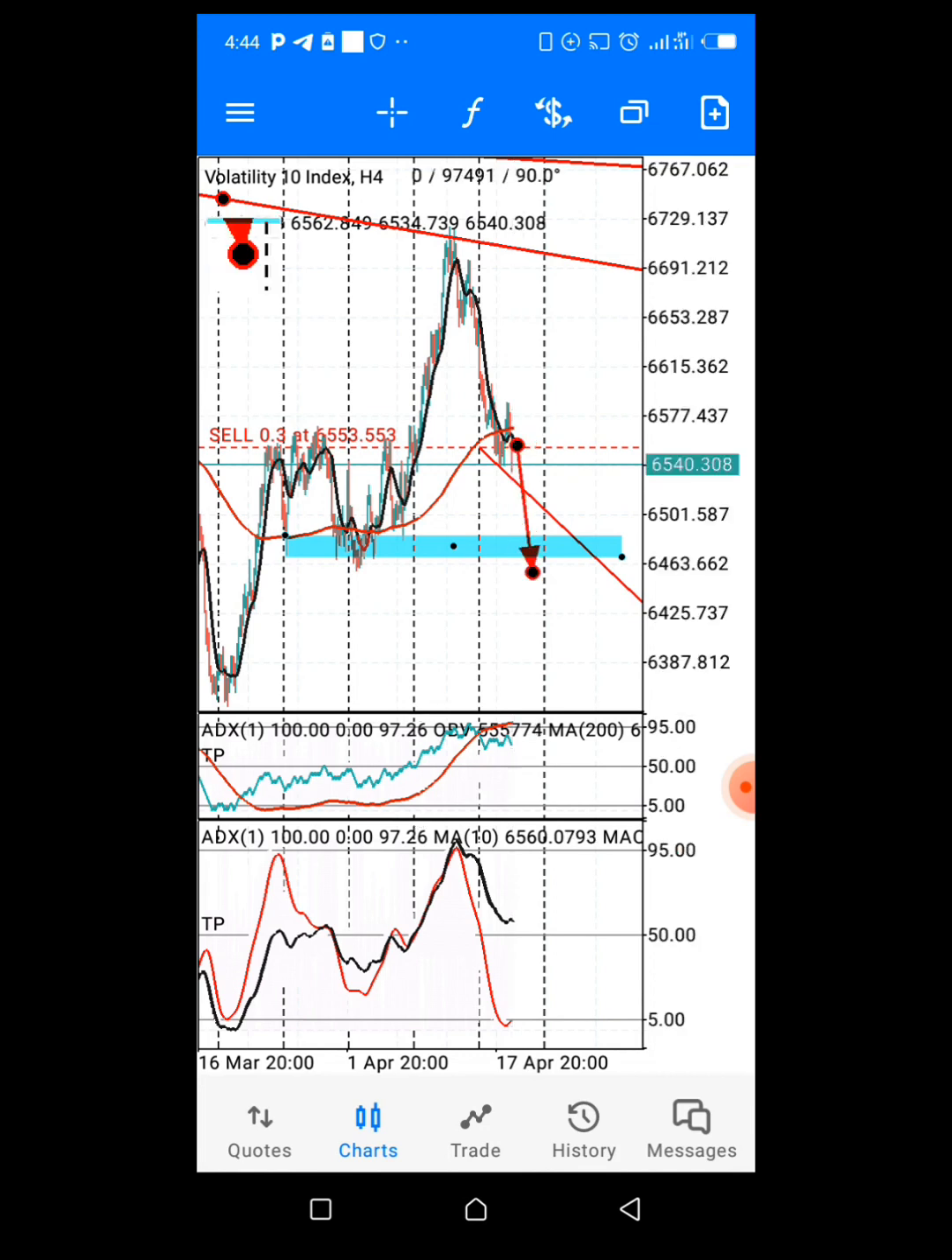I'm expecting this market to come down to this point. Can you see that? So trading DERIV is all about patience and having a very good view of the market. If you analyze the market well and you wait for it patiently to hit your trend line, you will definitely make money.